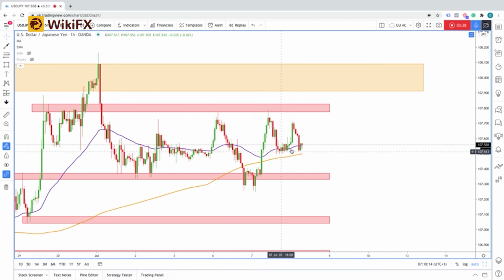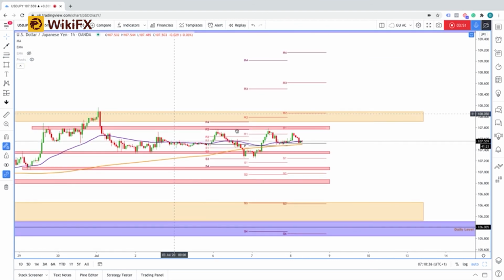Since then, we have moved lower, maintaining above the 200 simple moving average and just hovering around that 50 exponential moving average. Now, if we break and close below the 200 moving average, then key support will lie within this zone and down to around 107.25.